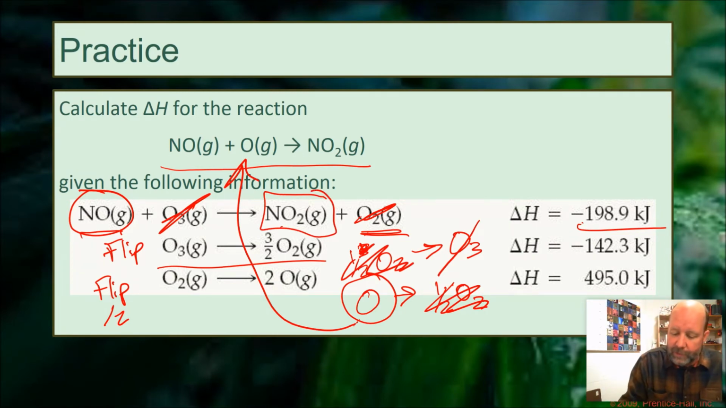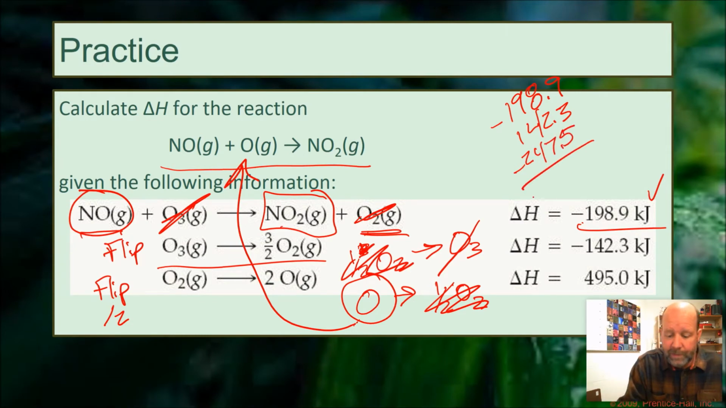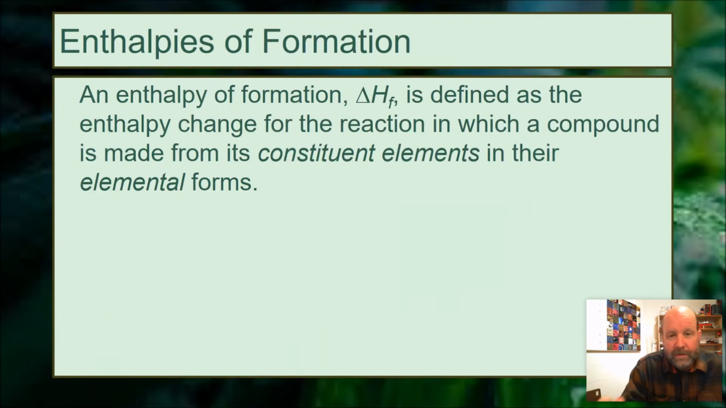So what did I have to do? I had to flip this. So I'm going to need negative 198.9 because I left that one alone. I'm going to need positive 142.3 because I flipped that reaction. And then this other one, I flipped it and divided it by 2. So that's going to give me negative 247.5. And if you add all those up, you get negative 304.1 kilojoules per mole.